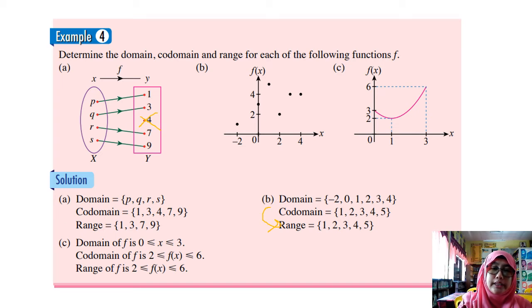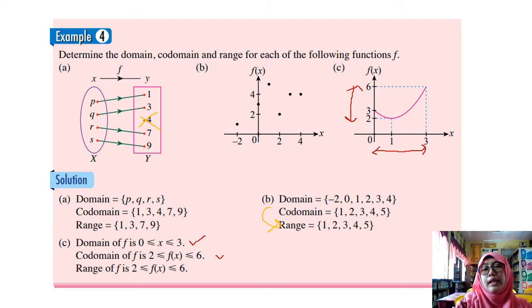Kalau kamu tengok range dekat sini, domain is in between x equals from 0 until 3. Sebab apa dekat sini? So 3 termasuk, 0 pun termasuk. 0 and 3 are included. So you write down the answer in range like this. Codomain, kalau kamu tengok graph dia, the minimum value for this function is 2. Maximum point is 6. So the range must be from the minimum point to the maximum point. So codomain is in between 2 until 6.